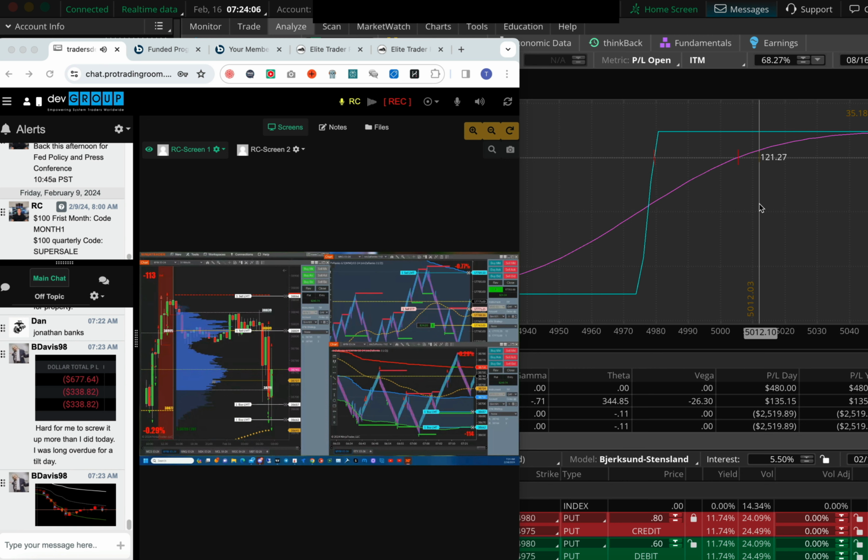Long the Nazi, probably with a stop out here in just a moment. Yep, stopped out. Nice bounce for the Dow right off of -1s.